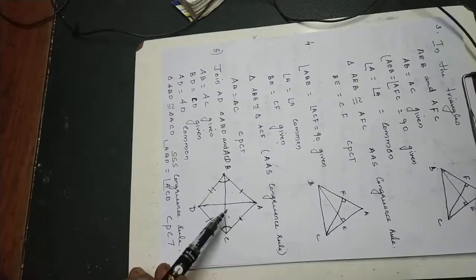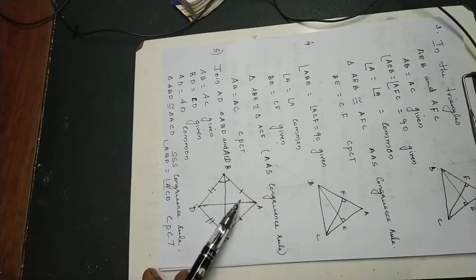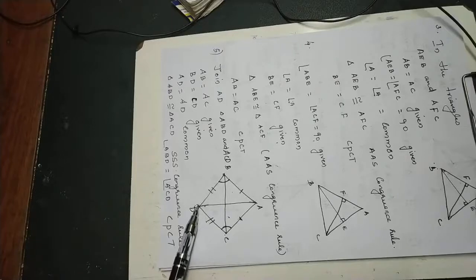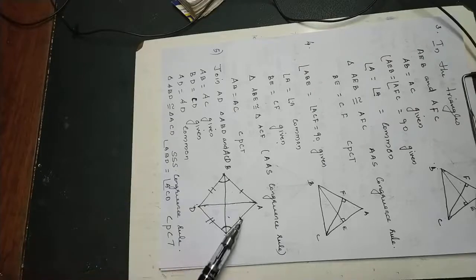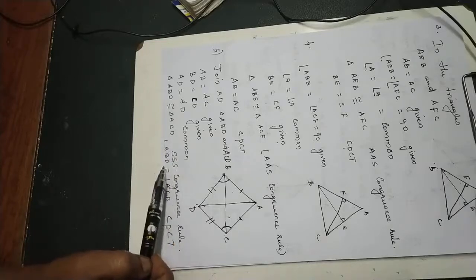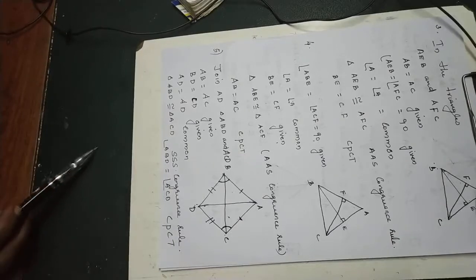So how have we done it? First we joined AD, so that we got two triangles ABD and ACD. So look at the triangles ABD and ACD. In that one, AB is equal to AC, BD equal to CD, AD is common there. So by SSS congruence rule, these two triangles are congruent. So you can take that angle ABD equal to angle ACD by CPCT.